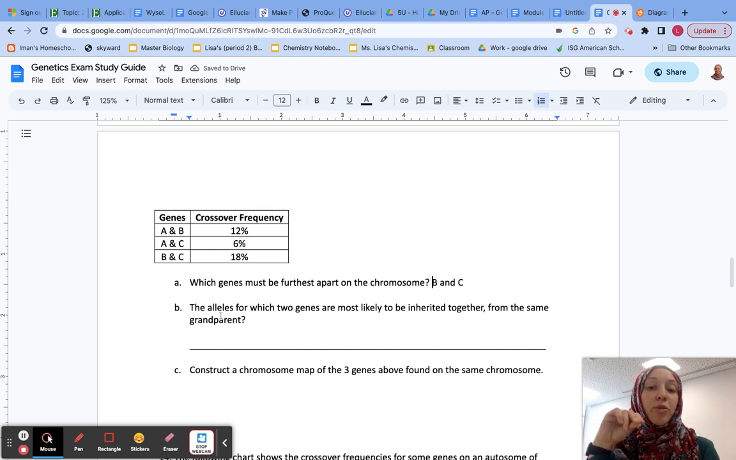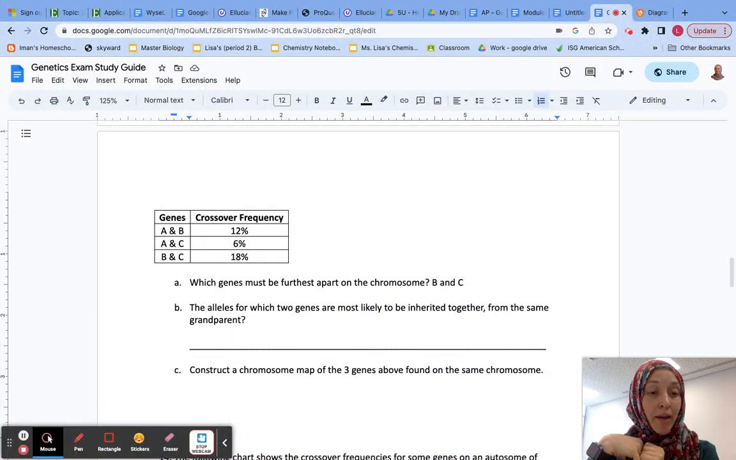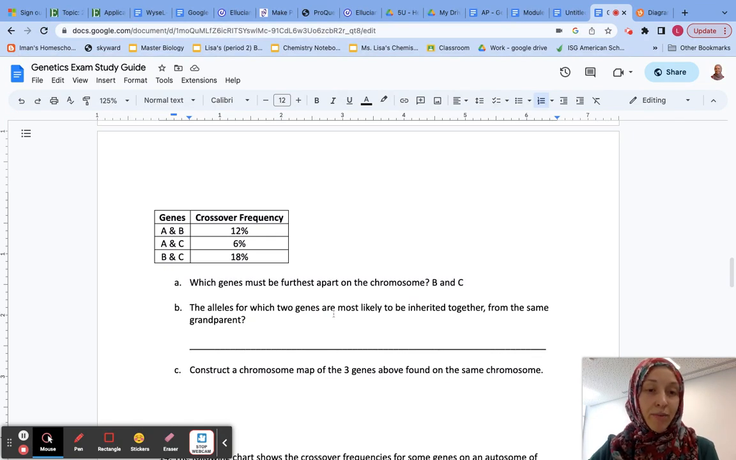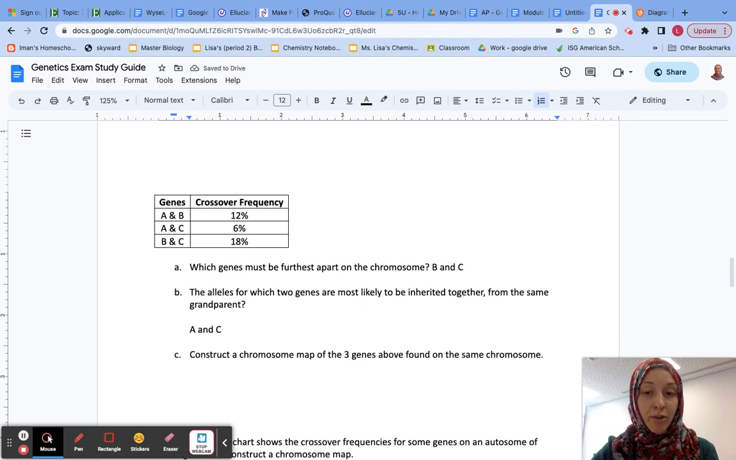The alleles for which two genes are most likely to be inherited together from the same grandparent mean that it's very unlikely in the formation of gametes that crossing over would occur between them. And if that happens, you're either going to inherit both alleles that were from your mother or both alleles that were from your father. So in this case, the two genes that are most likely to be inherited together would be A and C, because there's only a 6% chance of crossing over happening between them. So A and C, and they would also be the closest together on the chromosome.